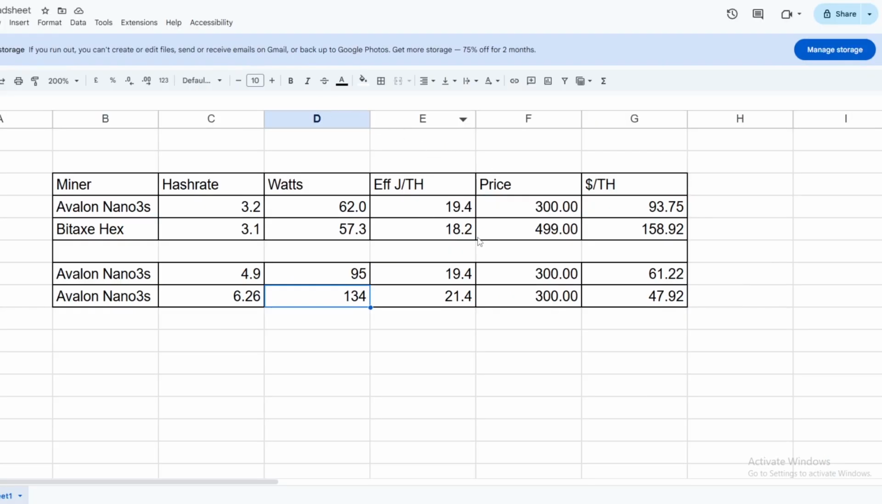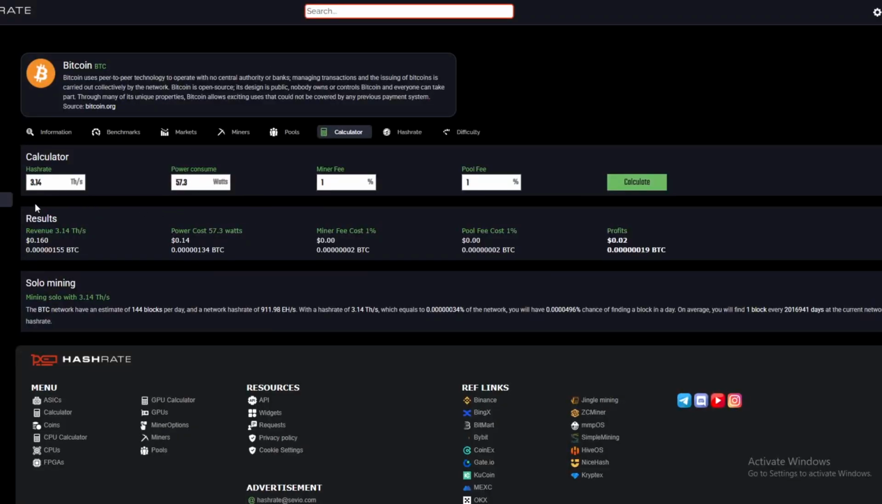So let's bring this over to a mining calculator as well, a Bitcoin profitability calculator. Because the Avalon Nano is a miner that you're supposed to recoup some cost from, let's do a comparison of that. Firstly, we have the Bitaxe Hex that you see here, so 3.14 terahash at 57.3 watts. Cost per kilowatt hour is 10 cents, and you get a profitability of 2 cents with a revenue of 16 cents in Bitcoin per day. Obviously, dependent on the price of Bitcoin as well.